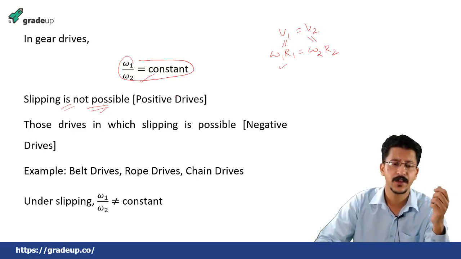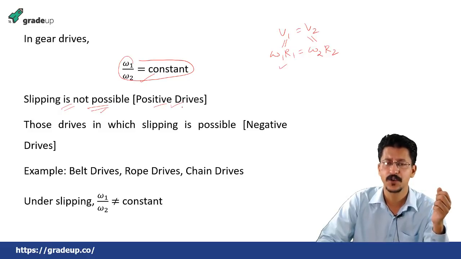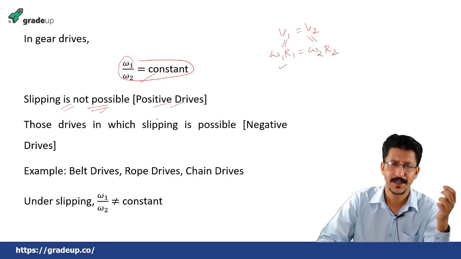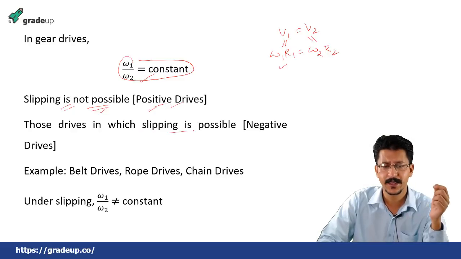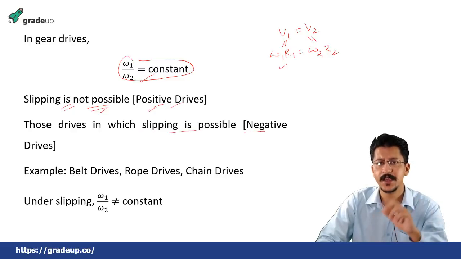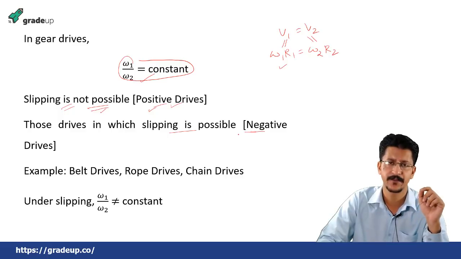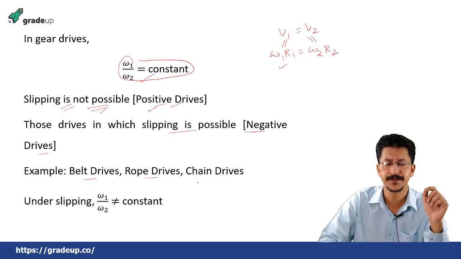And those drives in which slipping is not possible are known as positive drives. Please remember, those drives in which slipping is not possible are known as positive drives, and those drives in which slipping is possible are known as negative drives. Examples of negative drives are belt drives, rope drives, and chain drives.